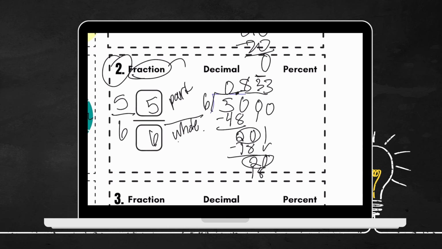So remember, this is the tenths place value, the hundredths, thousandths place value. So it would be 83 hundredths, or we can think of this as 83.3 repeating percent is how we would write that. Okay, 83.3 repeating percent.